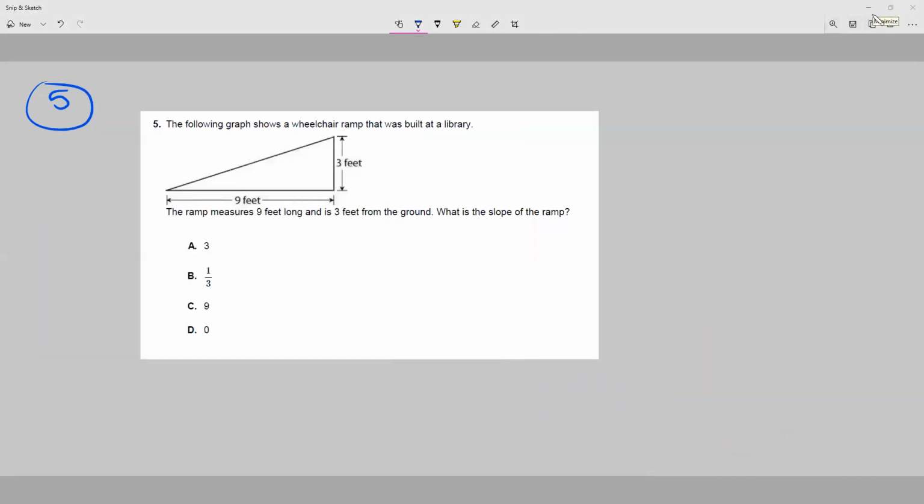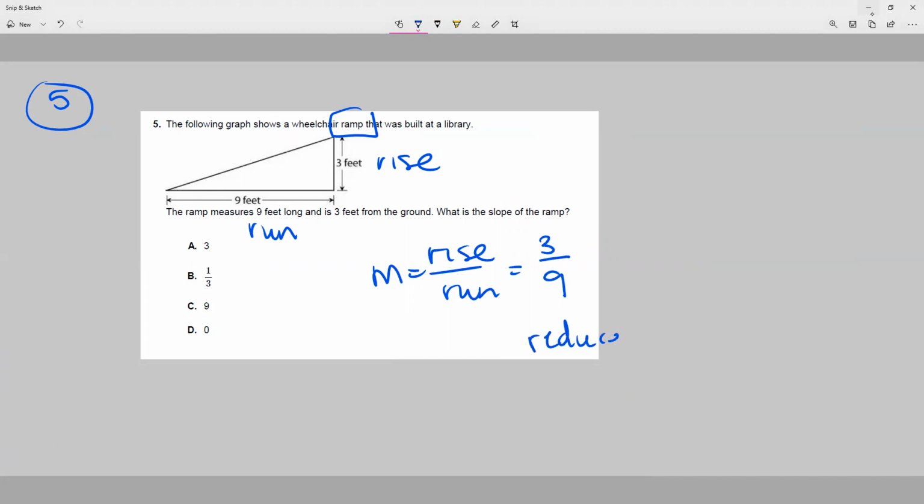All right, this one shows a ramp. So notice that this uses the idea of a ramp too, pretty common analogy for slope, but it's again just rise over run. So m is rise over run, which means in this picture, it's 3 over 9, which obviously you should reduce.